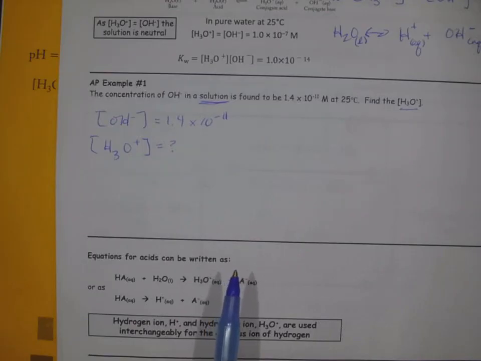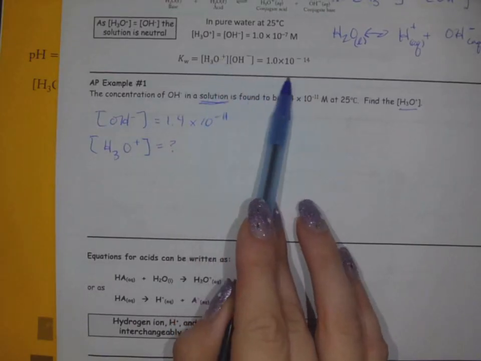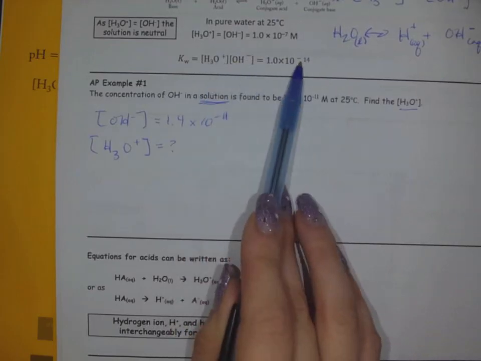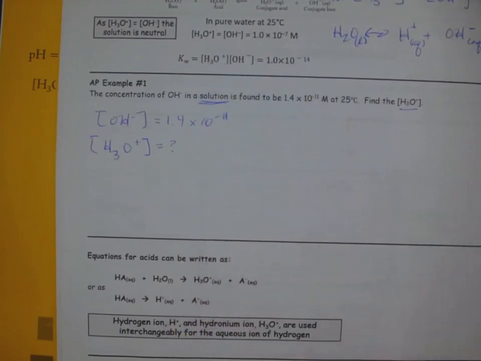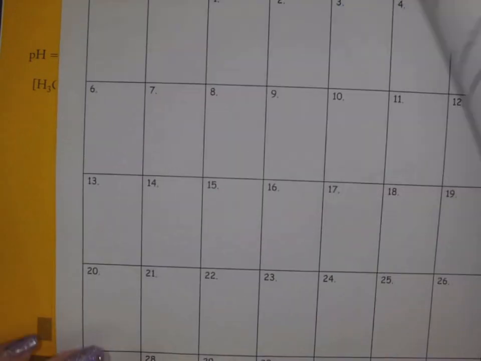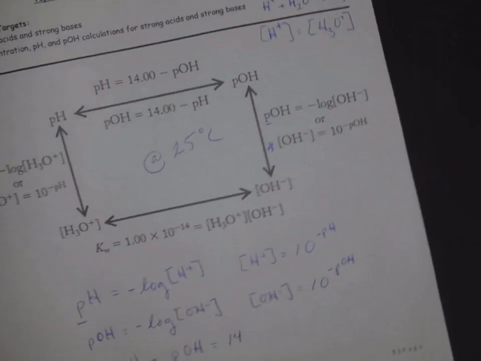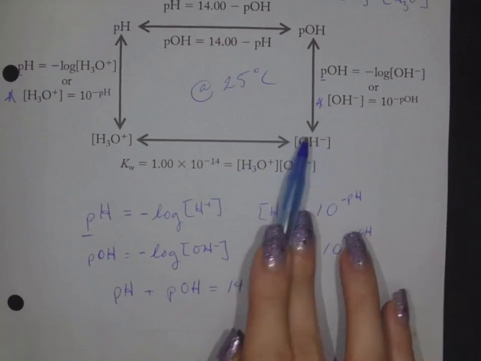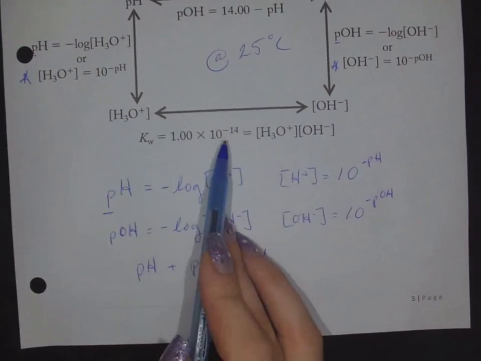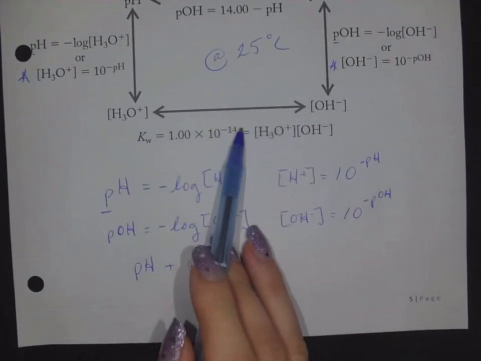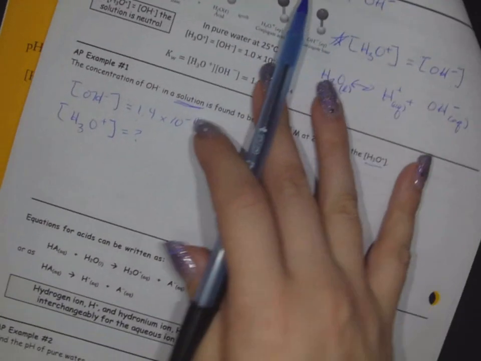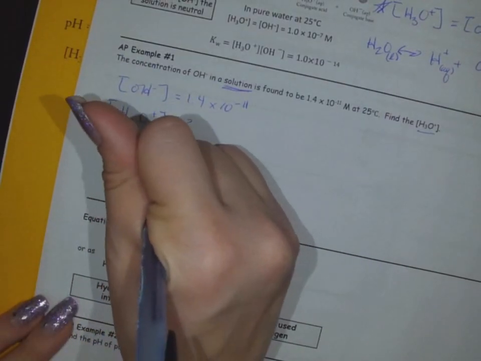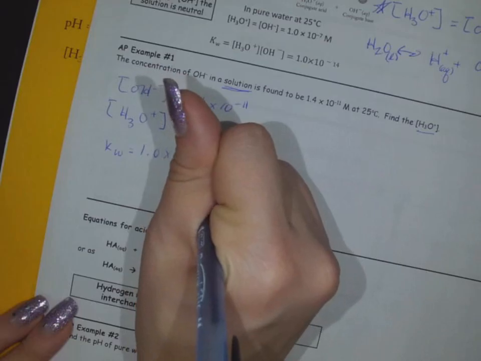But what's really cool is that this relationship still works. Meaning if I multiply these together, then it will equal 1 times 10 to the negative 14. We were given hydroxide, and we're solving for hydronium, and we're going to use this relationship to find that. I'm just going to write the number down. So the Kw is equal to 1.0 times 10 to the negative 14.